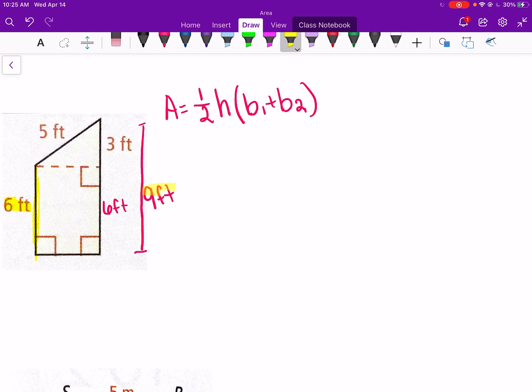So I have my two bases. What I do not have is the height of my figure. I am missing that side in green.